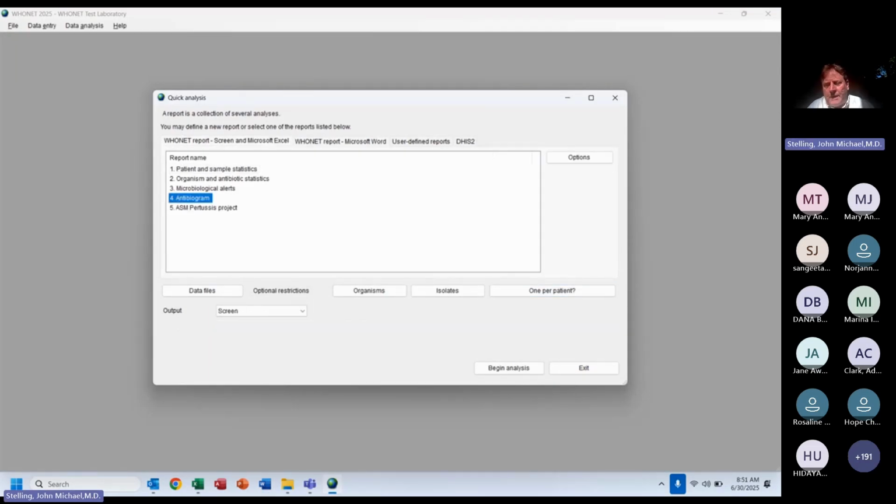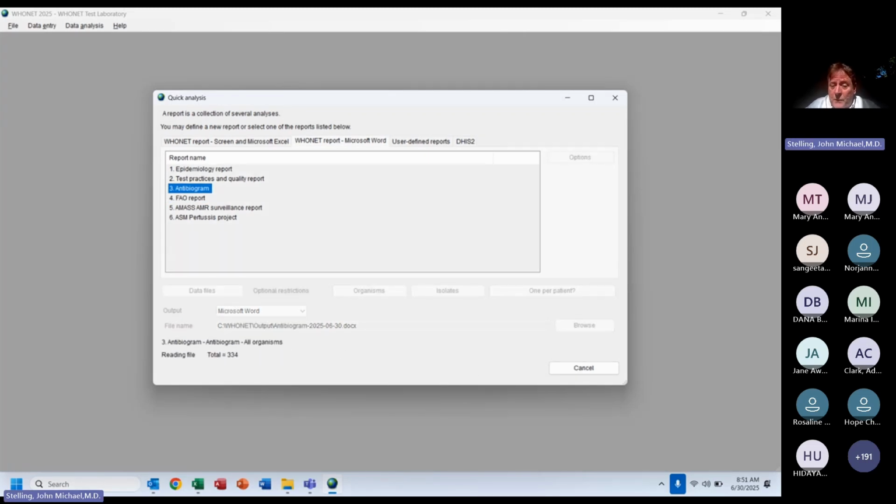I could show you number 4 antibiogram, but I think just for time, I'm just going to jump over to the Word version. So Word antibiogram. I'm going to click on Begin Analysis. This is a first version of it, so we'll be making refinements and more text. A lot of the comments that I made during my PowerPoint, we would like to put into the antibiogram report so that the caveats and the limitations are also available. So this is our first version of this Word document, and of course we welcome your input and feedback on how we can make this more valuable and better.